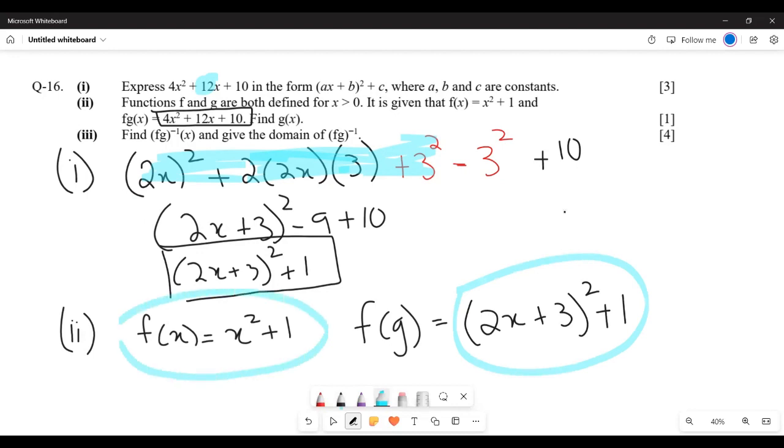What should be the value of g? Function g. 2x plus 3. Yes, it's going to be 2x plus 3. So g(x) is 2x plus 3.